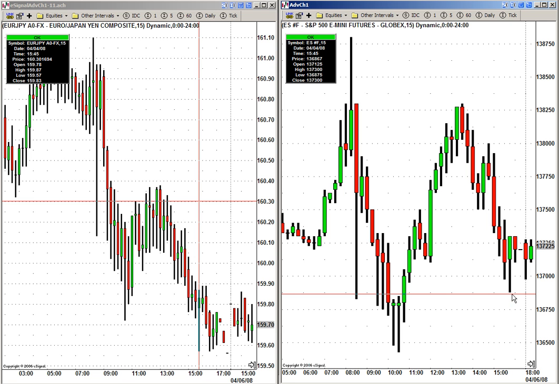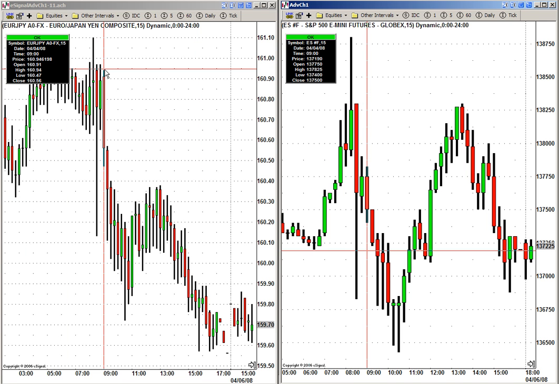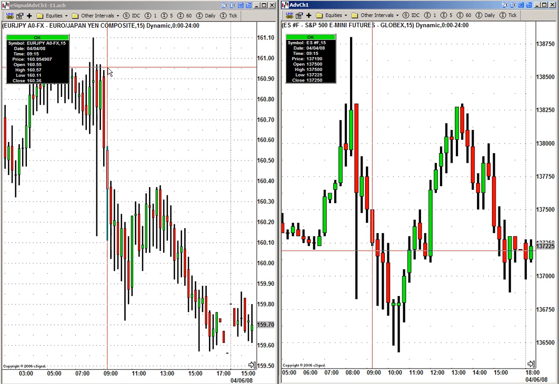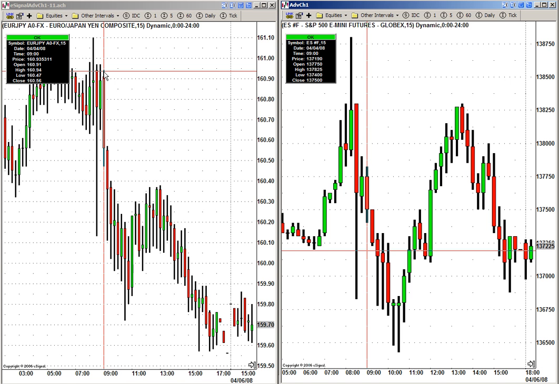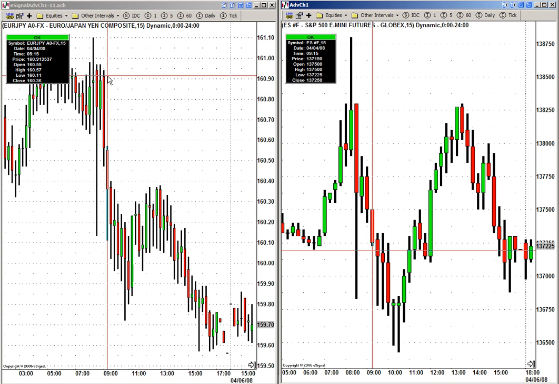The volatility was caused by these very large bars. This bar was approximately 50 pips. This bar was approximately another 50 pips. And the money coming out of the market then caused the volatility that you see on the chart.